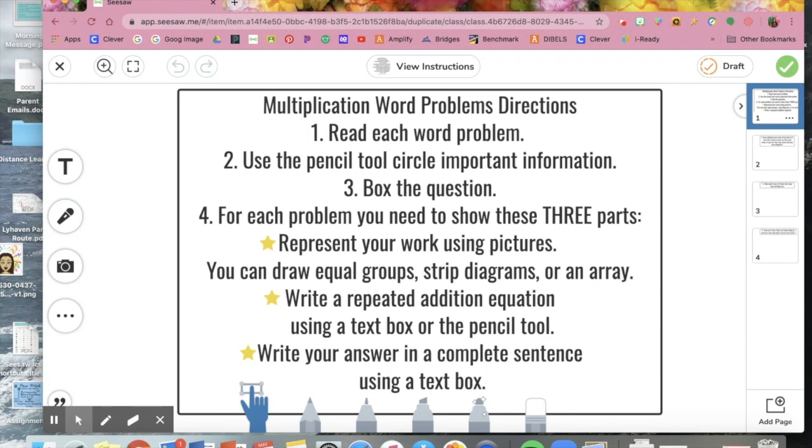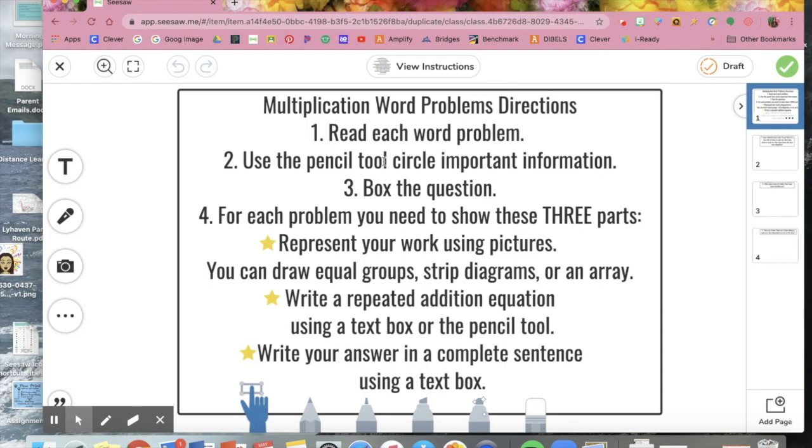And then you need to write a repeated addition equation using a text box or the pencil tool, okay? You can write a repeated addition equation, or you can also use an empty number line, okay? But I would rather you use repeated addition equation, just so I know that you're practicing that strategy, okay? And then you need to write your answer in a complete sentence using a text box. You need to make sure that you have all 3 of those parts for every word problem, okay? That's why I showed it to you in my math journal.